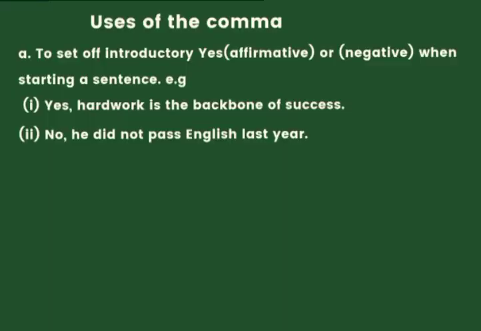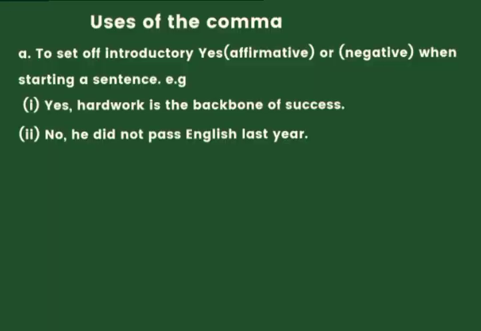How do we make use of comma? Because we can use this comma in various ways, in so many ways. That's why we want to look at the usage of comma in English language. And to start with, the first way we use comma is that we use it to set off an introductory yes or no, that is in the affirmative or in the negative way, when starting a sentence. What do I mean by this? Let's look at the example.